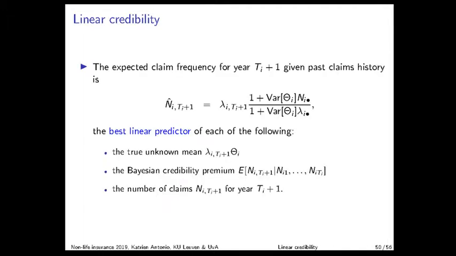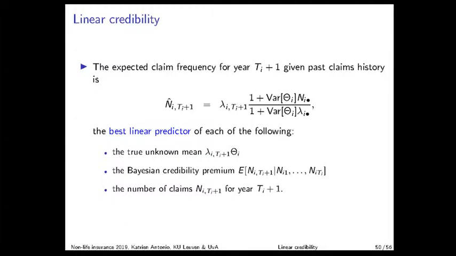As a very last step, we express the best linear predictor of N_{i,T_i+1} as a linear combination c_{i0} plus the sum over all s of c_{is} times lambda_{is}. And we hereby replace the unknown coefficients with the expressions derived on the previous sheet. Rearranging the expression then brings us to the following predictor. This is the best linear predictor for each of the following three random variables.